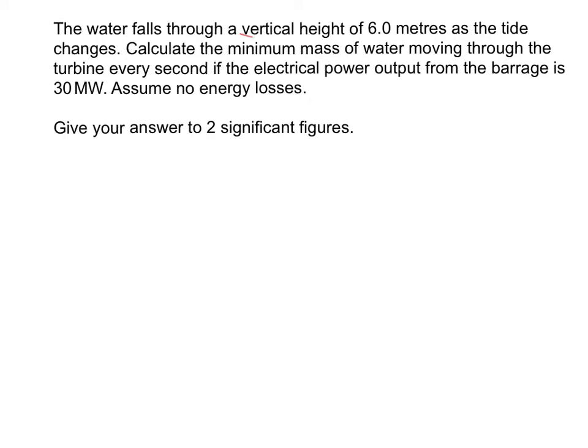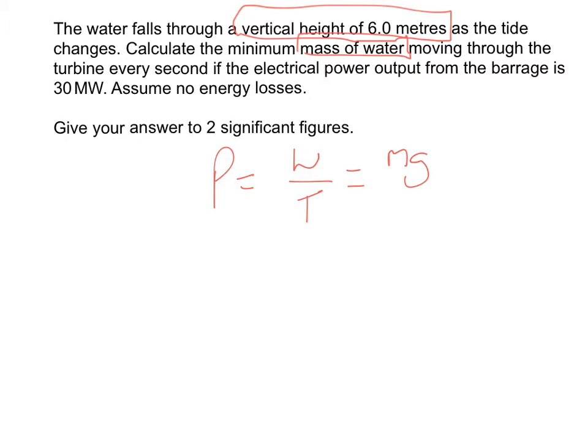So we're told that it comes down through a vertical height here, and we're interested in the mass of water, the minimum mass of water moving through the turbine every second if the electrical power output from the barrage is 30 megawatts, assuming no energy losses. So if power is the energy converted over the time taken, and the energy converted in this case is gravitational potential, and we're dividing by the time, then this is our expression. We're interested in that mass with a t value of 1.